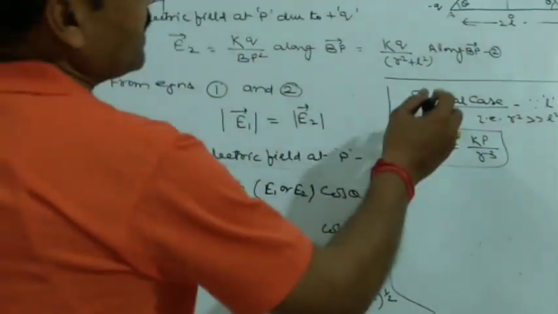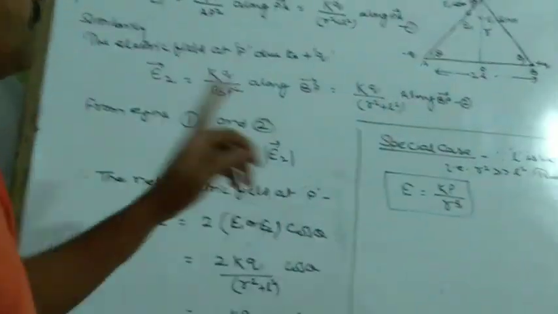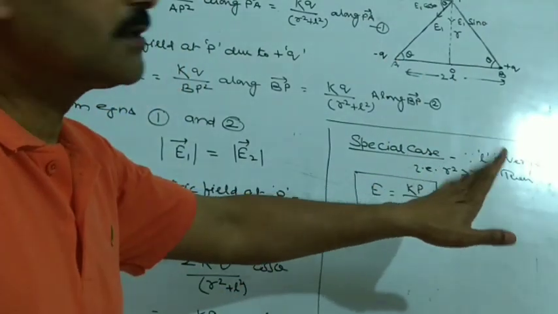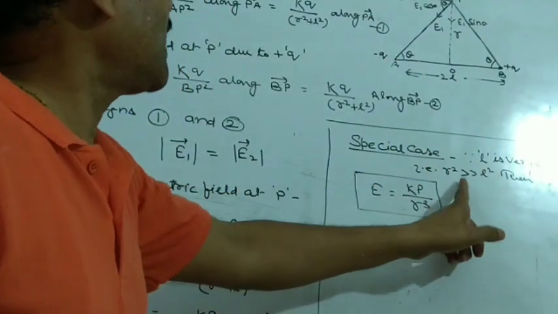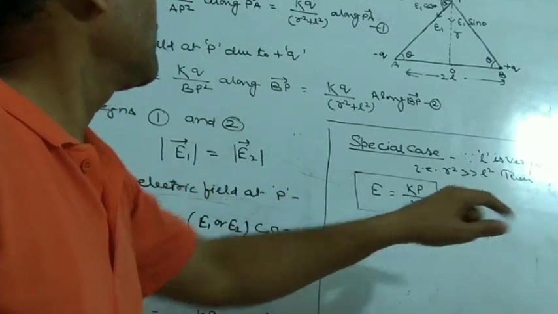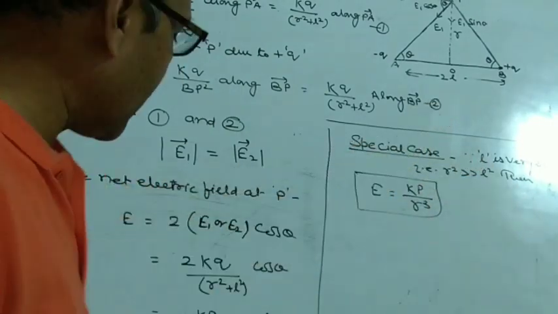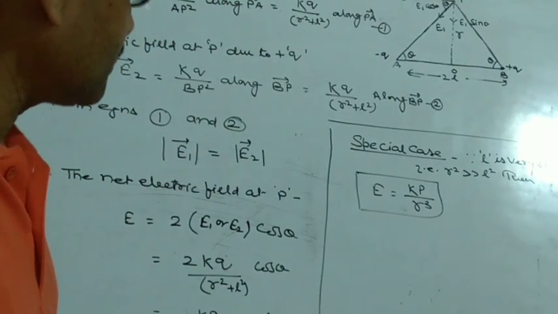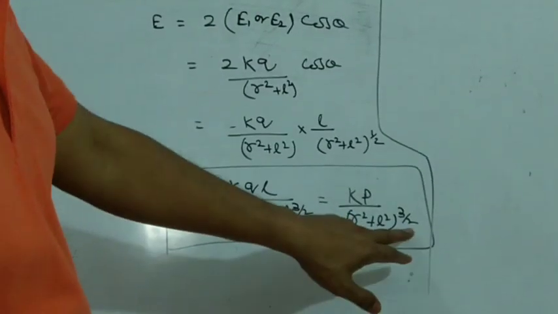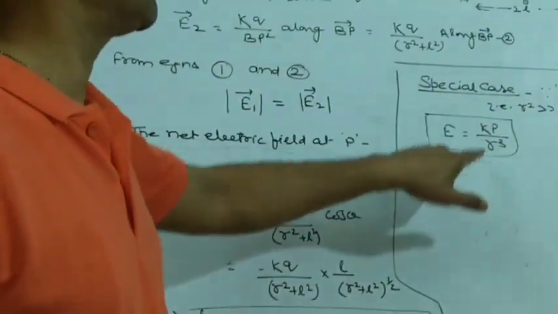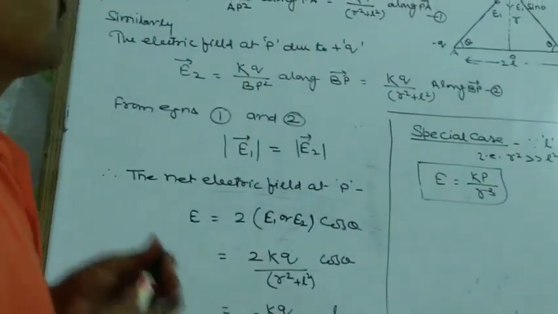Now the special case. Special case, L is very small. We know that r square is greater than l square. Then E will be equal to, you have to put the l square approximately equal to 0 here. So the power becomes r cube, because 2 cancels by 2, or this becomes r cube. So E will be equal to kp upon r cube.